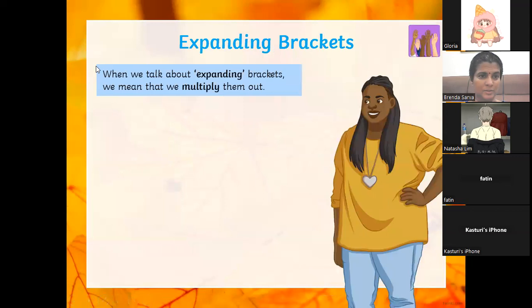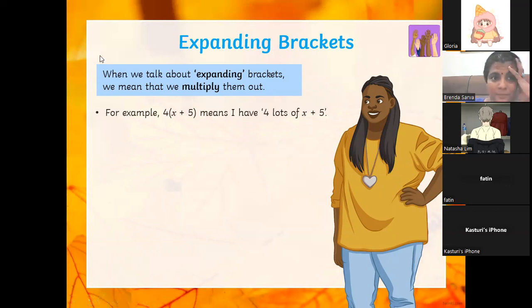Good. Now we get to the end of business. When we talk about expanding brackets, we mean that we multiply them. That's what I told you in the beginning of the lesson. Expanding means multiplying. When you see brackets, you are expanding. It means you're going to multiply. For example, guys, this is where it comes in.